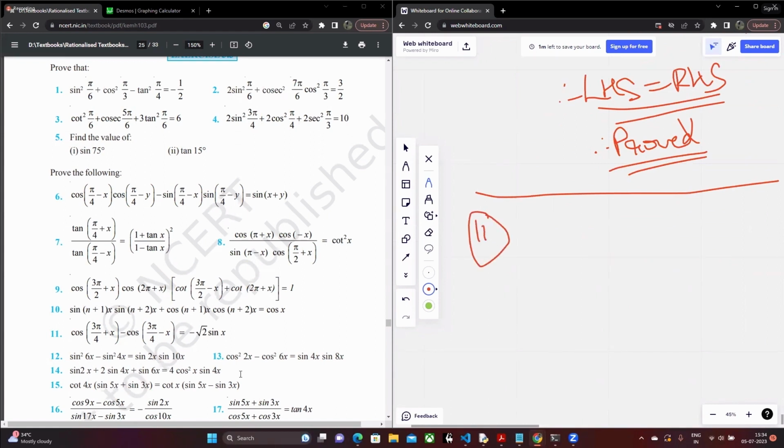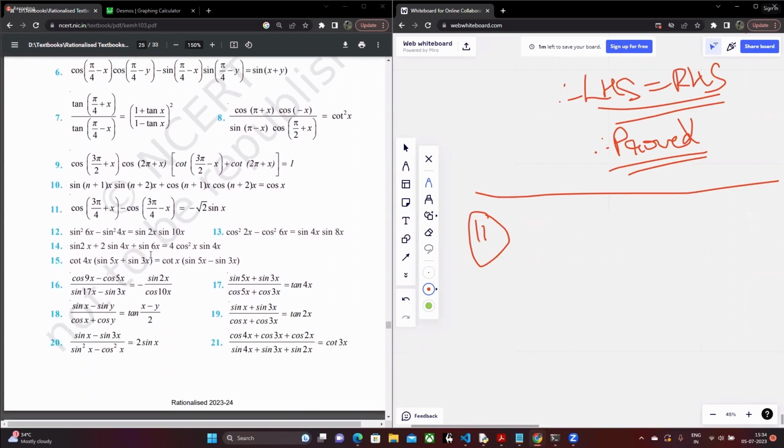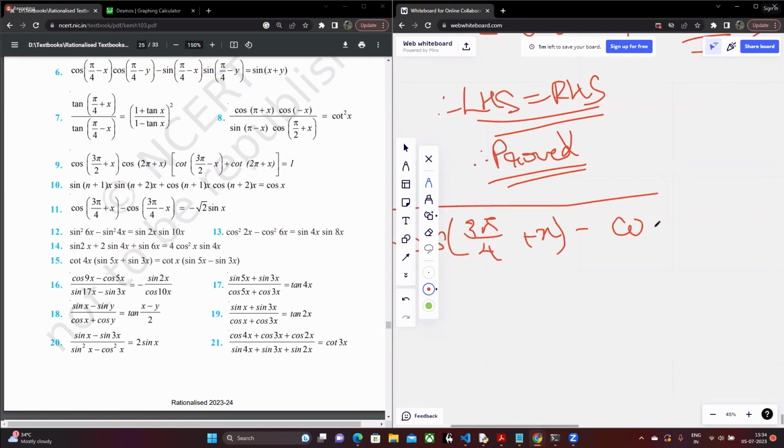This is going to be pretty simple, right? Since again, the only things you have are standard angles, you don't really have to think on it a lot. So this is fairly simple. Again, we'll deal with the left hand side only because the right hand side is a very simple expression. L is equal to cos of 3 pi by 4 plus x minus cos of 3 pi by 4 minus x.